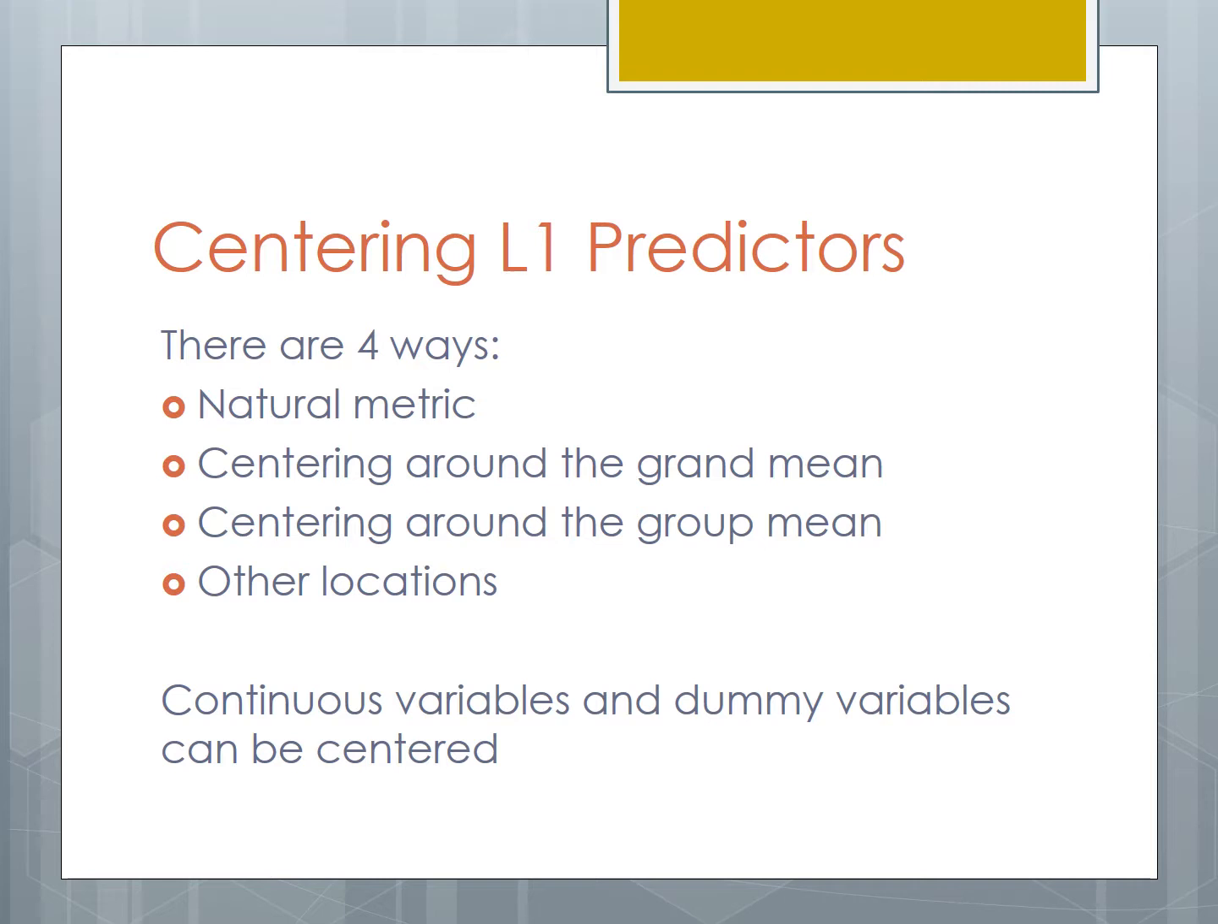So when you're centering level 1 predictors, there are really four ways that you can do this. You can keep them as is, which is what we call a natural metric. We can center around a grand mean, which is the sample mean. We can center around the group mean, and obviously each group will have its own mean. And then there are other locations. Now, in general, if you've centered variables before, you probably centered continuous variables. But there's also the possibility of centering dummy variables, and I will talk about this as well.